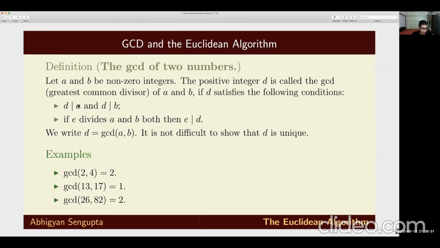Here are a few examples. So the GCD of 2 and 4 is equal to 2. GCD of 13 and 17 is equal to 1. GCD of 26 and 82 is equal to 2.